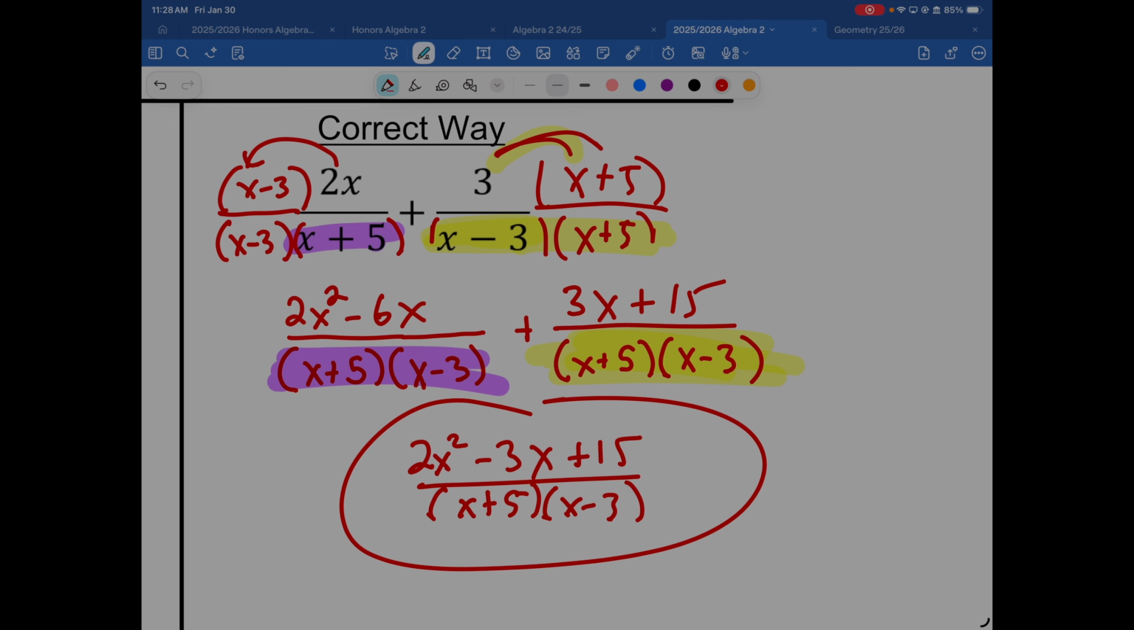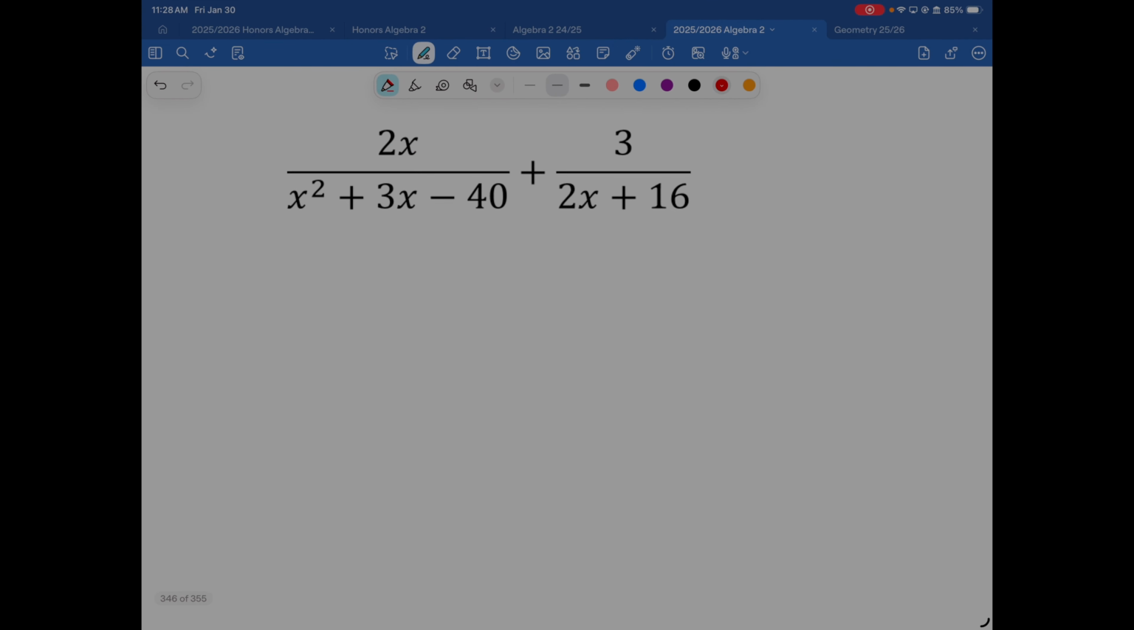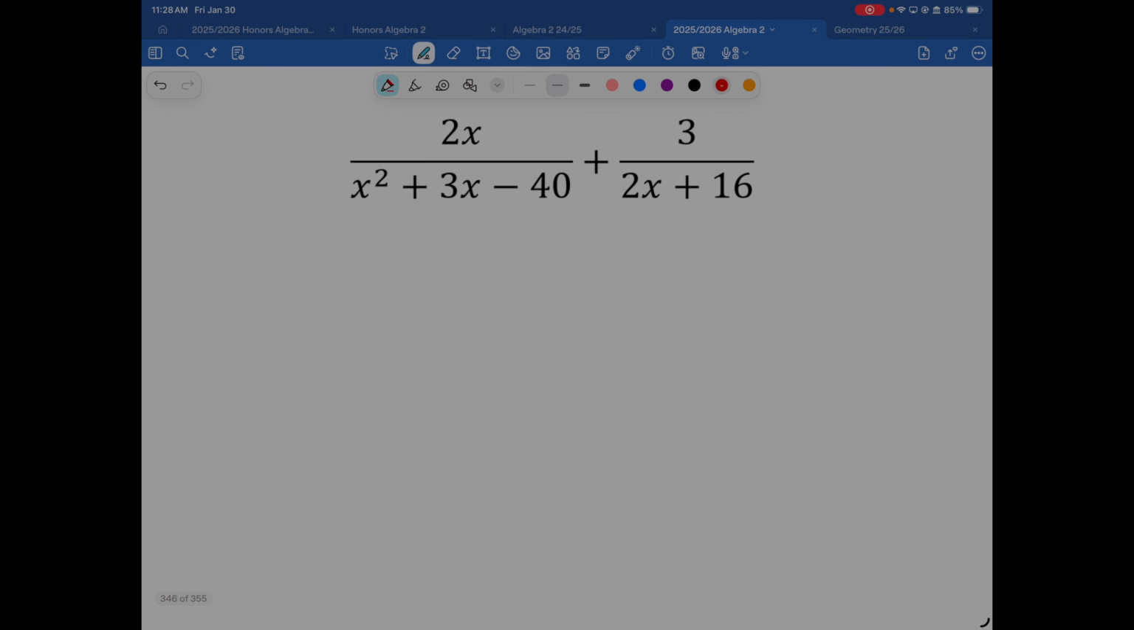Just like yesterday, right? Where they get a little bit more difficult then is obviously when we start looking at something like this. So now we've got 2x as our numerator, and x squared plus 3x minus 40 as our denominator, plus 3 over 2x plus 16.